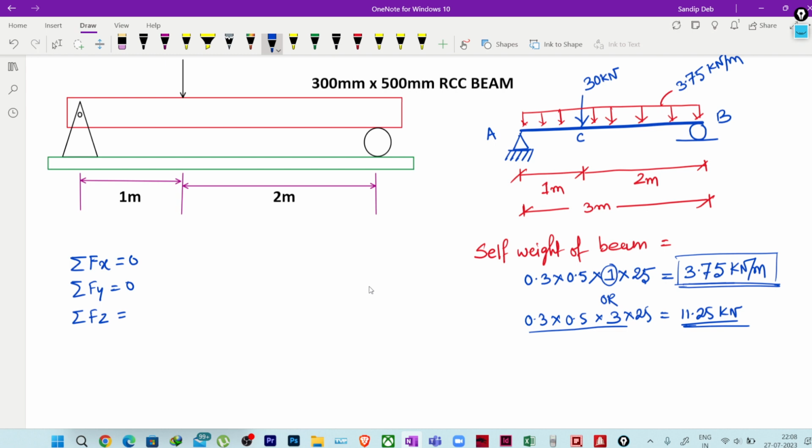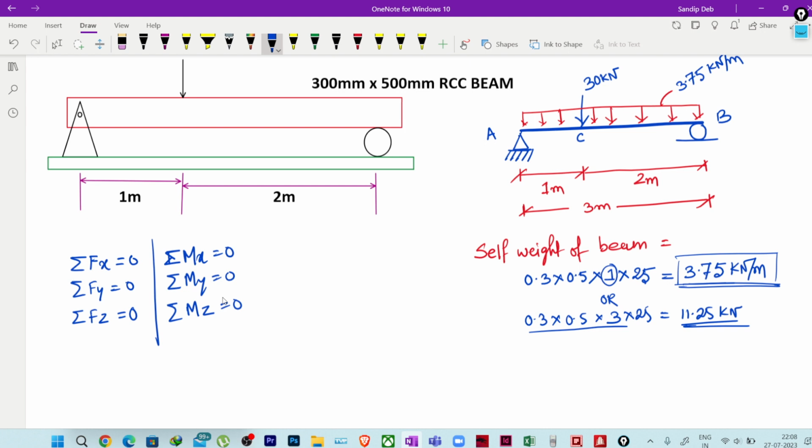Let me give some direction here. Suppose we consider that this y is positive y, this x is positive x. Let me write it properly here. Okay, let me finish it, then I will write. Summation of Fz equal to 0, and summation of Mx equal to 0, summation of My equal to 0, and summation of Mz equal to 0. These are the basic equations of static equilibrium.